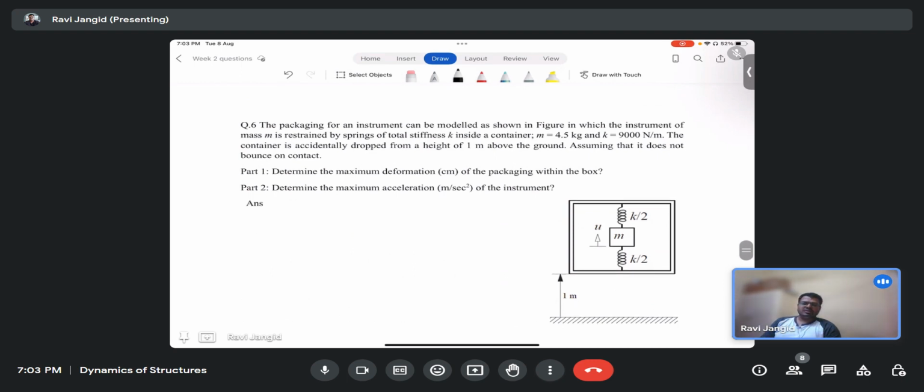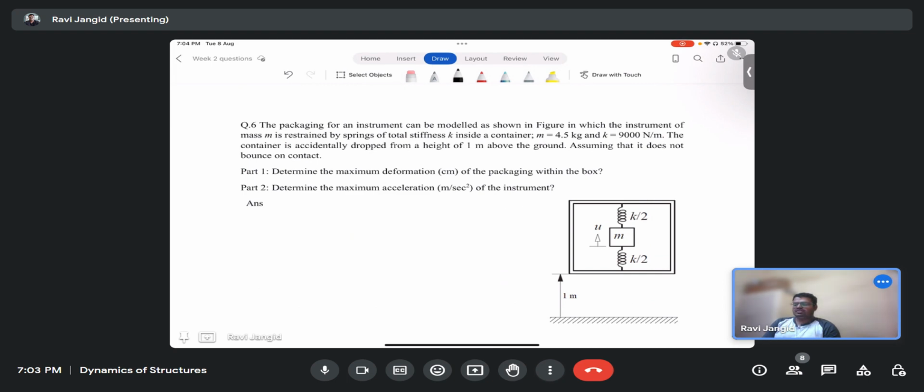This is the simplest problem, I think. We have a package, as you know, when we order something online from Flipkart or Amazon, the instrument comes in packaging. There are some sort of foams, which work as a stiffness and damping kind of system. If my system falls from some height, it should not be damaged.